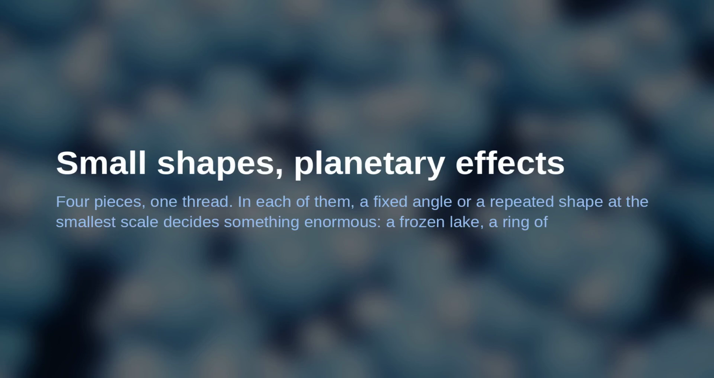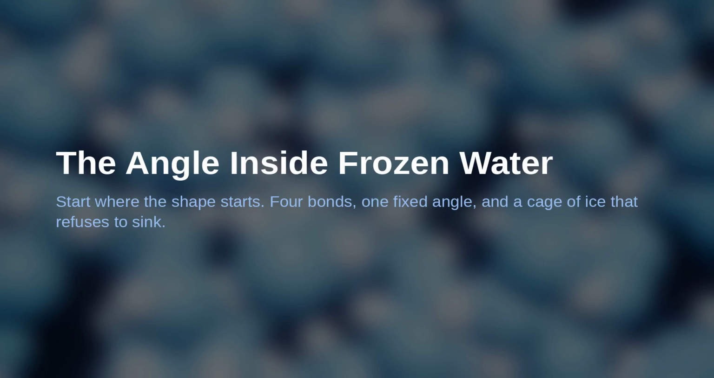4 pieces, 1 thread. In each of them, a fixed angle or a repeated shape at the smallest scale decides something enormous. A frozen lake, a ring of light, a gripping foot, a global current. Start where the shape starts. 4 bonds, 1 fixed angle, and a cage of ice that refuses to sink.